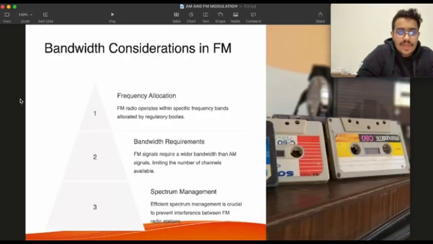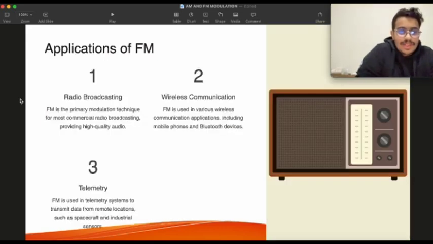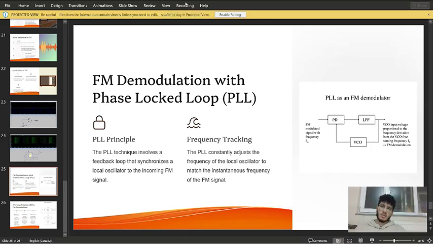Bandwidth considerations in FM: 1. Frequency deviation, 2. Bandwidth requirement, 3. Spectrum management. Noise reduction in FM: limiter, noise filtering. Applications of FM: 1. Radio broadcasting, 2. Wireless communication, 3. Telemetry.